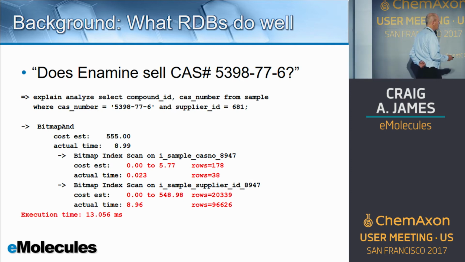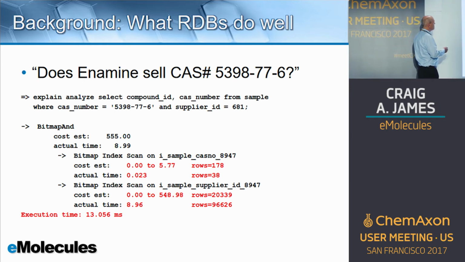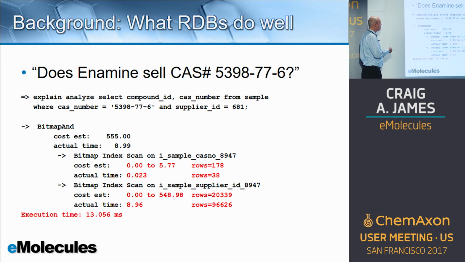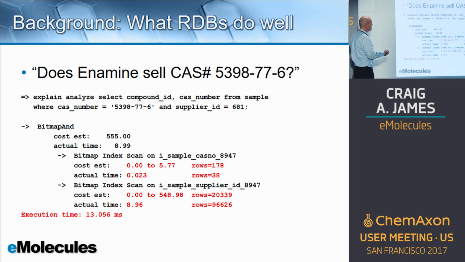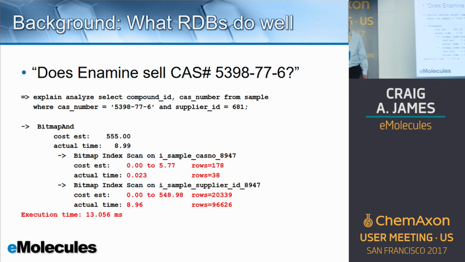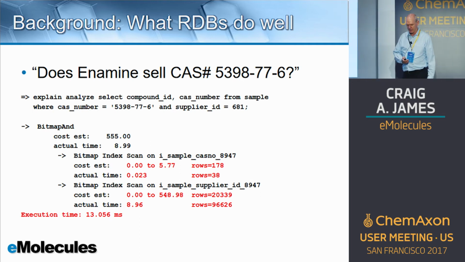I'll go over this fairly quickly. This pointer, I don't know if you can see it, but this is a simple query that relational databases do really well. And I'm illustrating this first to illustrate why they don't do some other things well. So we're asking, does eNamine sell this CAS number? We do a query here. It's going to look for a CAS number and a supplier ID. It turns out it has indexes on both of those. It estimates that it's going to come out with 178 CAS numbers, 20,000 eNamine compounds. It takes the intersection of those two, finds one compound in 13 milliseconds. Great. That's wonderful. That's exactly what you'd like this thing to do.